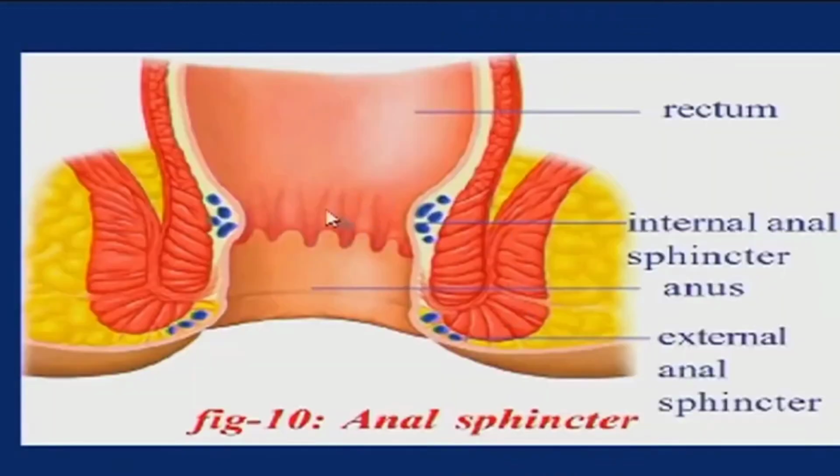Students, look at this picture. At the opening of the anus, there are two sphincters. The one present on the inner margin is called the internal anal sphincter, and the one on the outer margin is called the external anal sphincter. As signals come from the brain to the internal anal sphincter, these muscles relax, whereas the relaxation of the muscles present in the external anal sphincter is under our conscious effort. So these are voluntarily controlled.